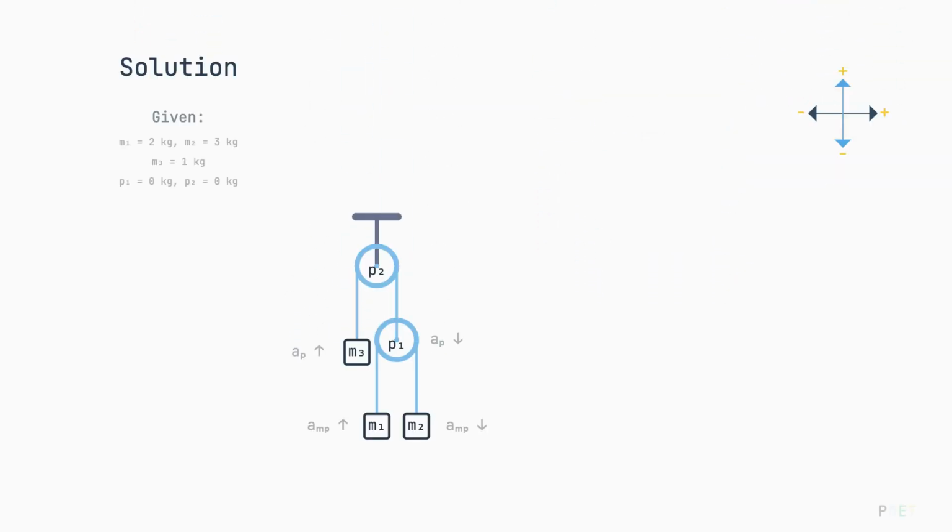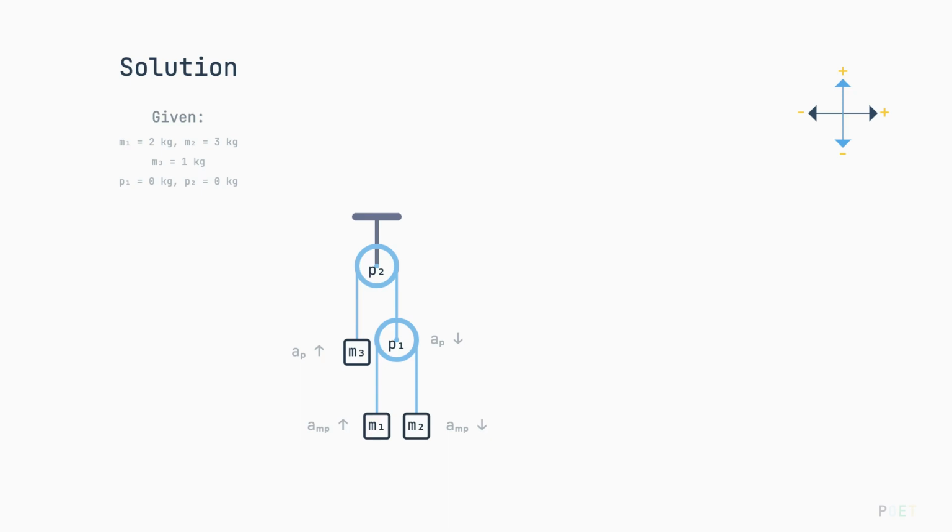Finally, let's get back to the question. In this system M1 and M2 are attached with one string and pulley 1 and M3 are attached with different string. Therefore tension will be different on both strings. Also, acceleration of pulley 1 and M3 would be same.